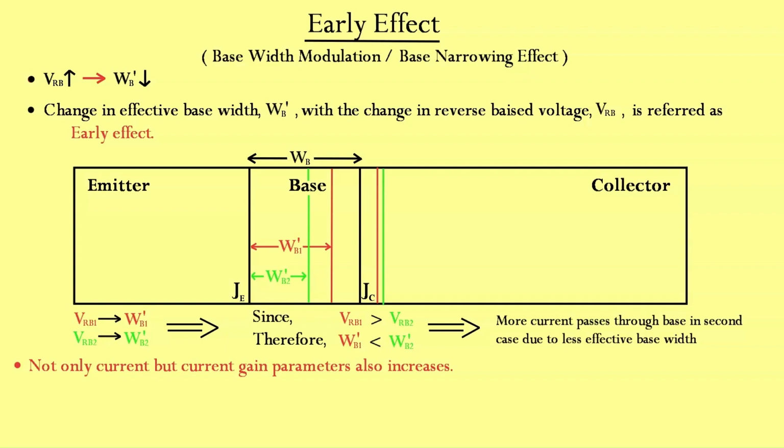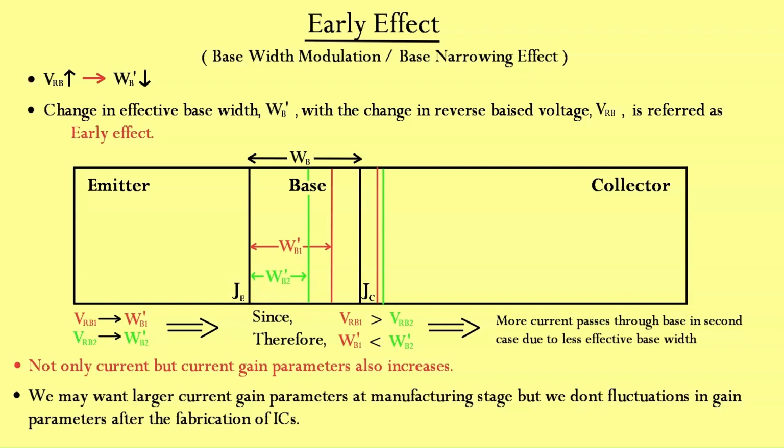You may think that it is good to have larger common emitter current gain, but it is actually not the case. Consider a normal light bulb in your home. When the power supply voltage lowers, the bulb becomes dim. And when the power supply voltage becomes larger than the normal supplied voltage, that is also undesirable as it can actually fuse the bulb. Similarly, we may want larger common emitter current gain at the manufacturing stage, but when it is placed in an integrated circuit upon whose operation thousands of other components in the IC also depend, it becomes undesirable to have significant fluctuations in common emitter current gain for small variations in applied reverse bias voltage. That's why early effect is undesirable.